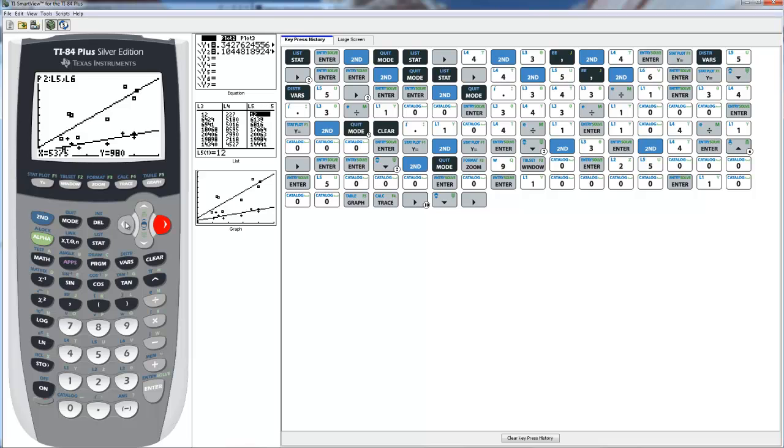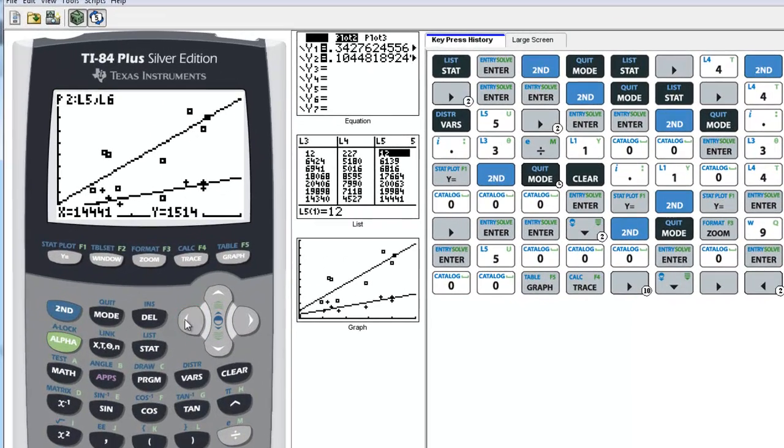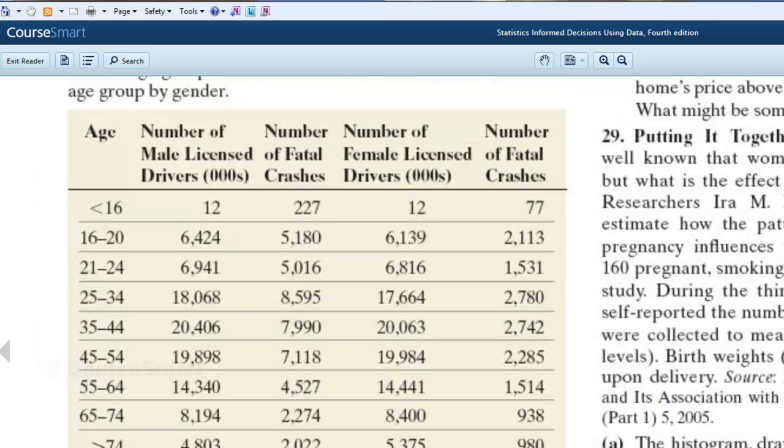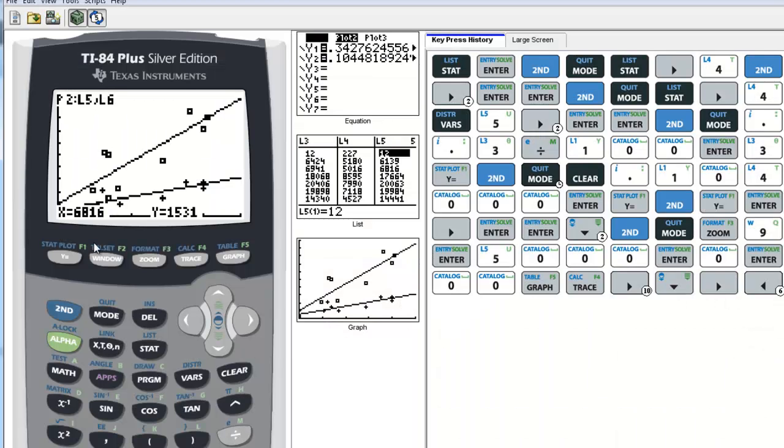Let's go back and work our way through the rest of the data set. I believe that is the number for 16 to 20-year-olds. Let's check. 6139. So that is correct. No, it's not. One more. There we go. 6139, 2113. Now you can see that point flashing right there. That is above the regression model line for the females. So it would be above average in that category for females as well.